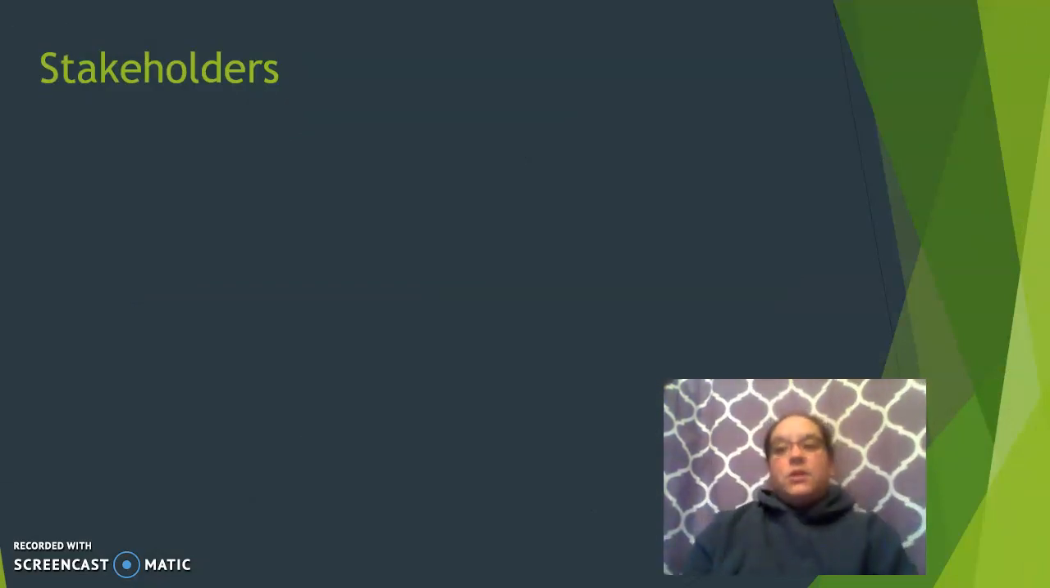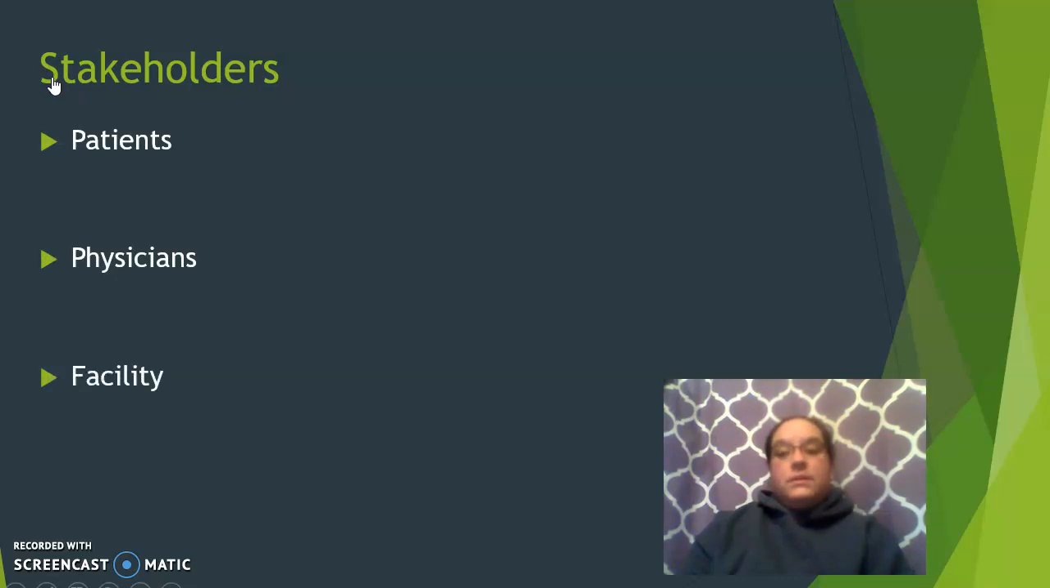The stakeholders in this project are going to be the patients, the physicians, and the facility who is implementing the program. The patients are an active stakeholder because they are the ones that this program is essentially setting out to help. This program wants to help patients become less dependent on the opioid drugs by suggesting other treatments available to them.